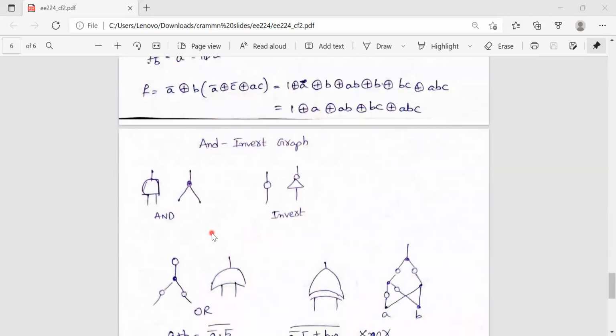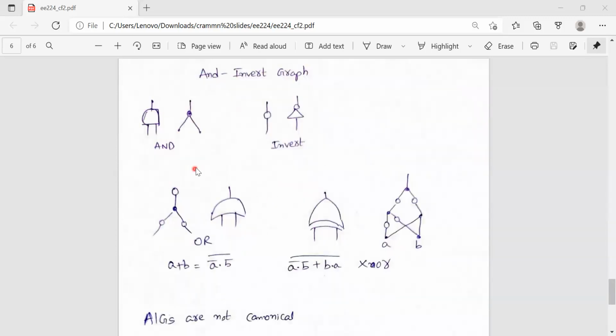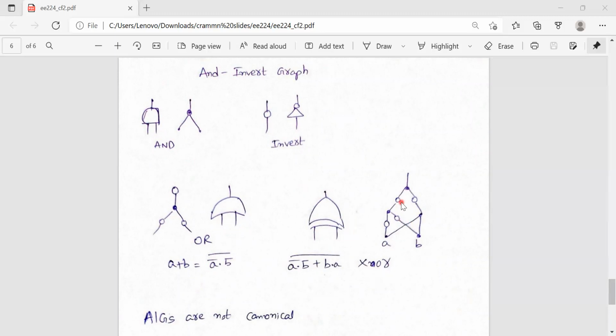According to this representation, we can define the AND operator using a dot and the inverter using a circle. So OR can be seen as three circles and one dot. Using this, we can define XOR using these dots and circles connected between A and B.